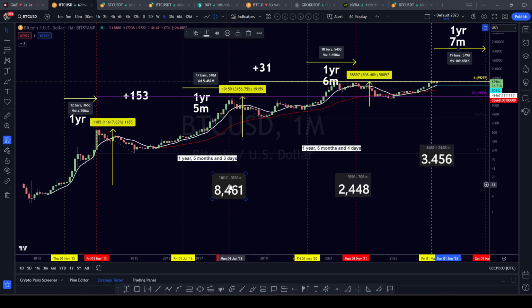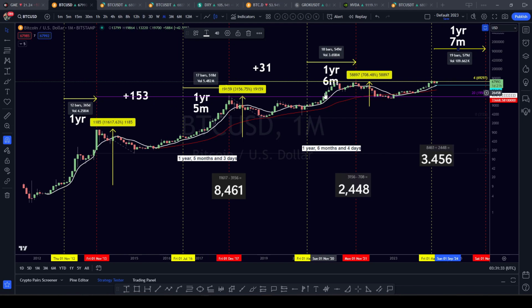Now going back to the differences in percentages, the difference between this increase percentage-wise and the previous increase percentage-wise, we're looking at 2,448%. Now keep in mind, the reason these percentages are getting less and less is because now the market cap is getting greater and greater.